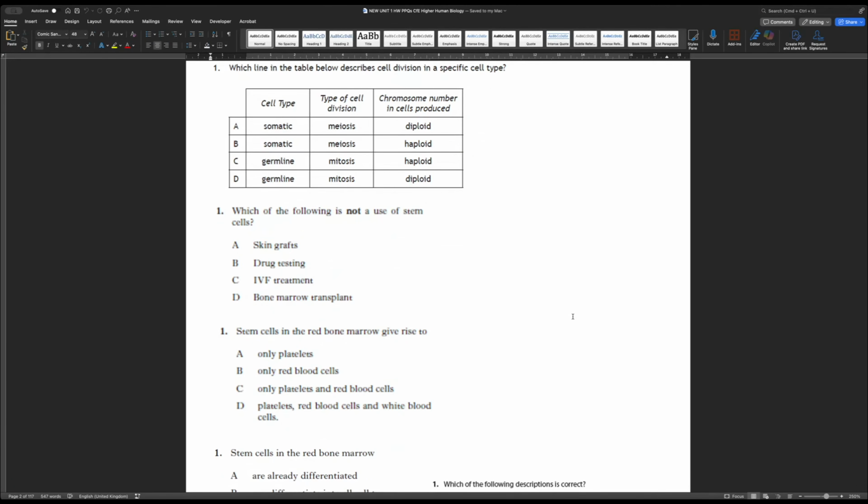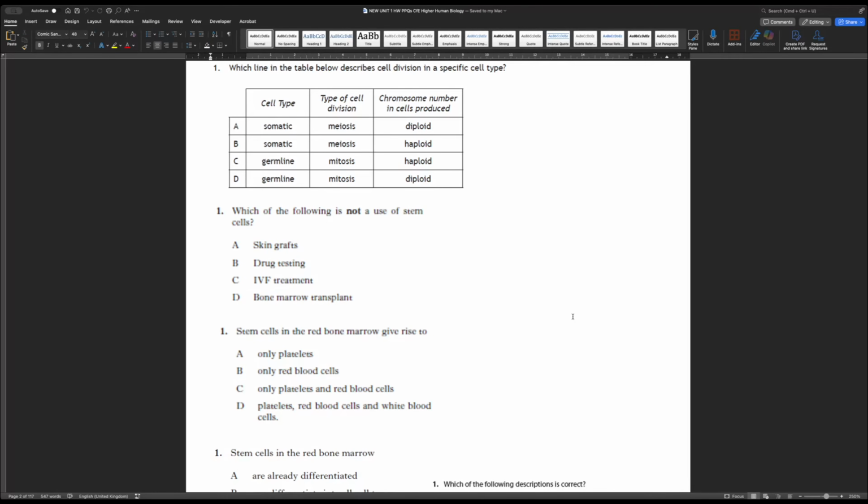Next one, which line in the table best describes cell division in a specific cell type? If we look at options A and B, we've got somatic cells again, and the type of cell division it describes is meiosis. Somatic cells don't undergo meiosis, so we can immediately eliminate options A and B. If we look at germline cells, we know that germline cells can undergo both mitosis and meiosis, so it could be C or D on that basis.